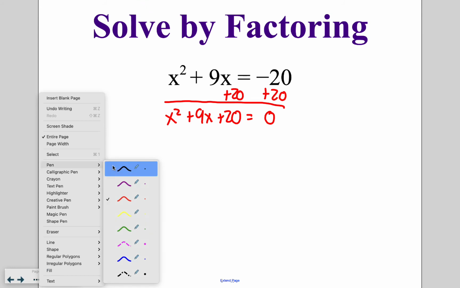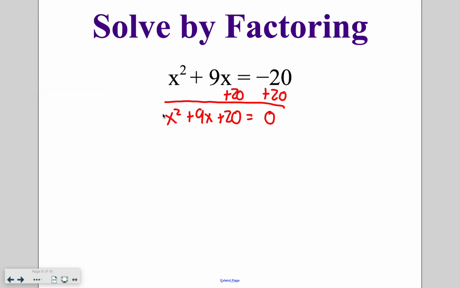So that's going to now bring us back to our box. 1 times 20 is 20. So my factors are 1 and 20, 2 and 10, and 4 and 5. I need the factor that can add up to 9. So that's going to be 4 plus 5.